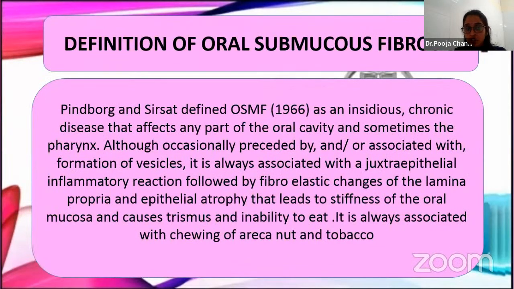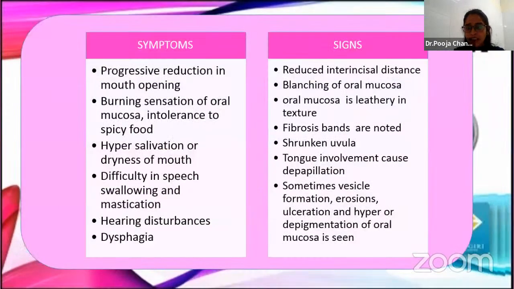And it was Pindborg who defined oral submucous fibrosis as an insidious chronic disease that affects any part of the oral cavity and sometimes the pharynx, although occasionally preceded by or associated with vesicle formation. It is always associated with juxtaepithelial inflammatory reaction. And we are very well aware of the definition, and we are aware of the symptoms and signs as well.